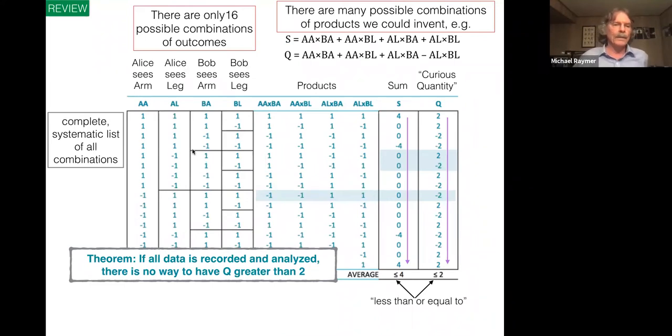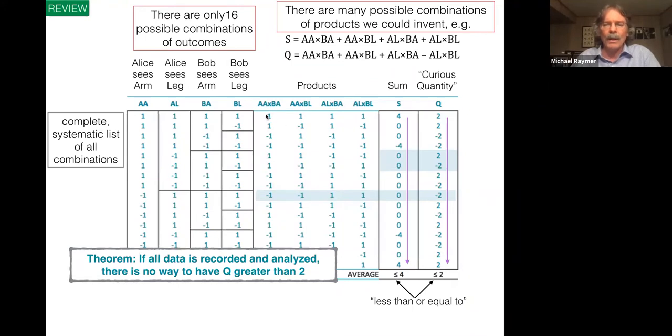This is the exhaustive, complete list of all possible combinations of the 4 measurements that Alice and Bob would observe. And there's only 16 possible different combinations listed here in this chart. And then for each one of those 16 combinations, I've calculated these products.